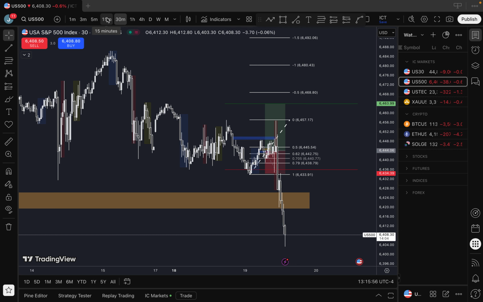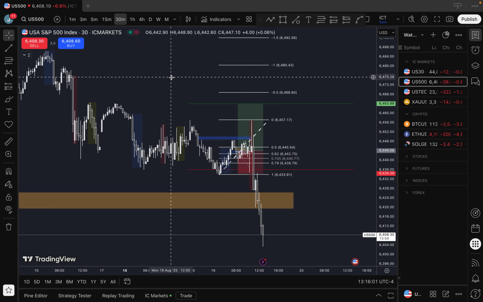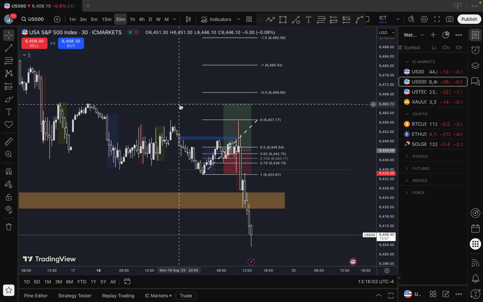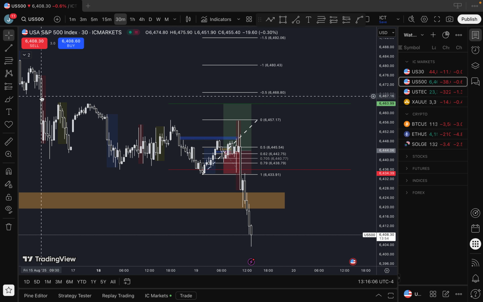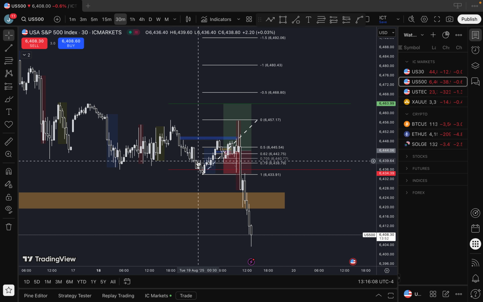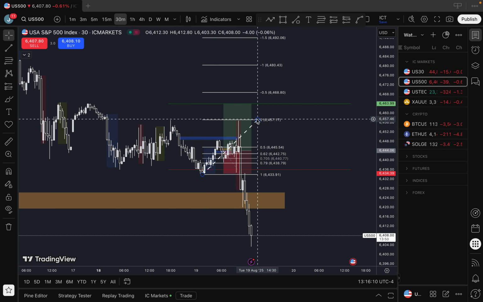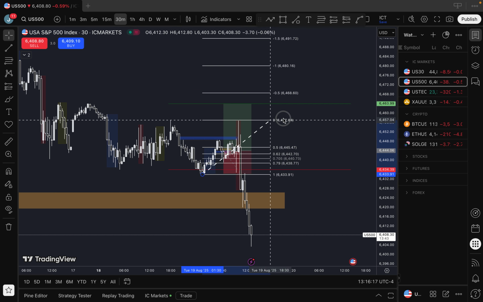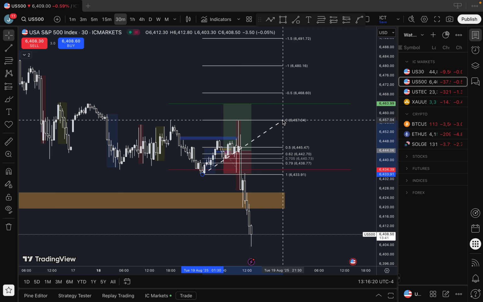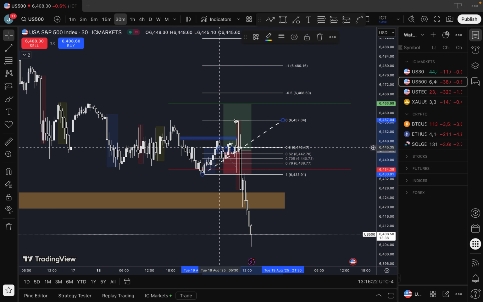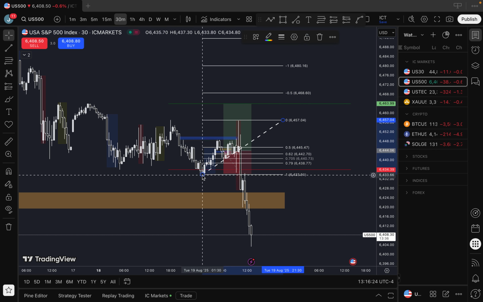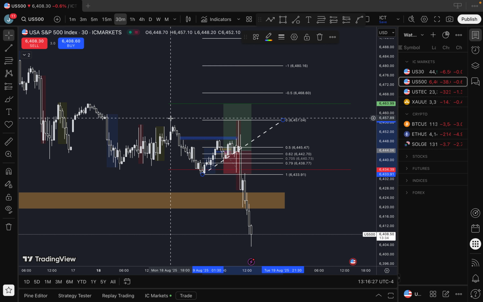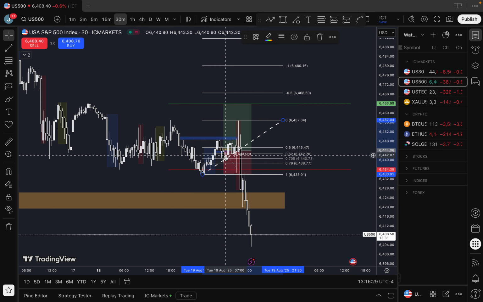So in terms of other draws on liquidity, I was looking at previous daily high being the main one with this above. And I was looking originally, I think, at this range. Yeah, so I just realized they're equal highs as well. So this was kind of what I was looking at, bottom of London low and then the high of this range. Optimal trade entry is here.